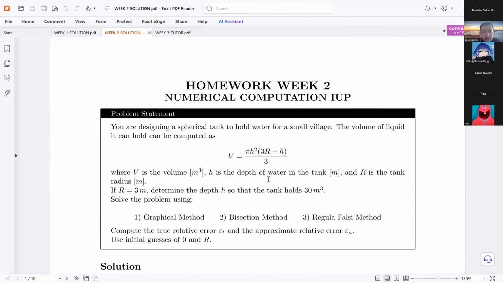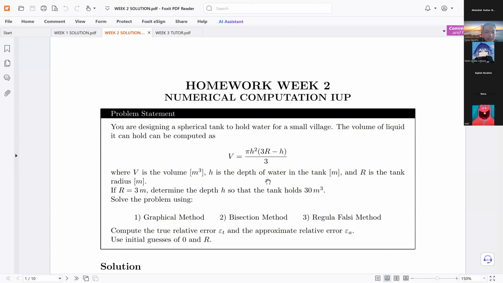So the question is, you're designing a spherical tank to hold water for a small village. The volume of liquid it can hold can be computed as V in meter cubic, and H is the depth of water in the tank in meters, and R is the tank radius in meters. If R is 3 meters, determine the depth H so that the tank holds 30 meter cubic. Solve the problem using the graphical method, bisection method, and regula falsi method.